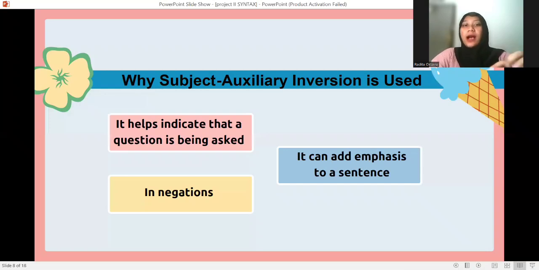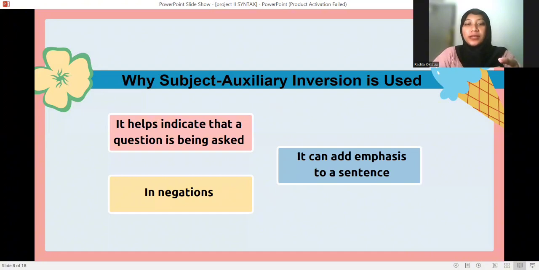Why is subject-auxiliary inversion used? Subject-auxiliary inversion is used for a variety of reasons, including asking questions, making negative statements, and adding emphasis to a sentence. For example, when asking a question, the auxiliary verb usually comes before the subject. The verb itself indicates that a question is being asked, and it clarifies the meaning of the sentence.